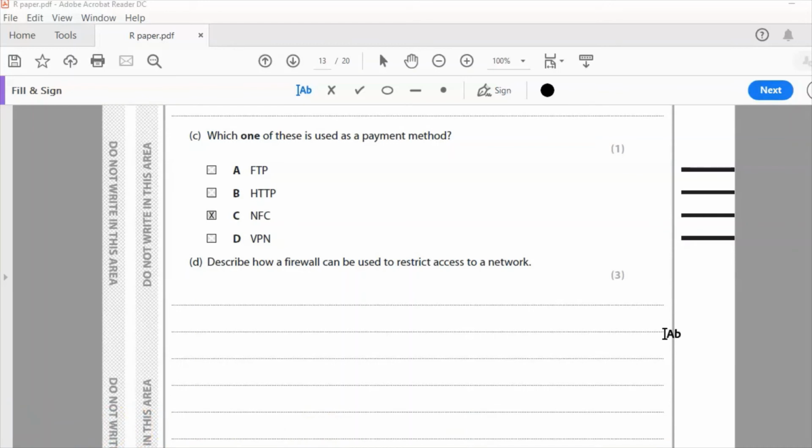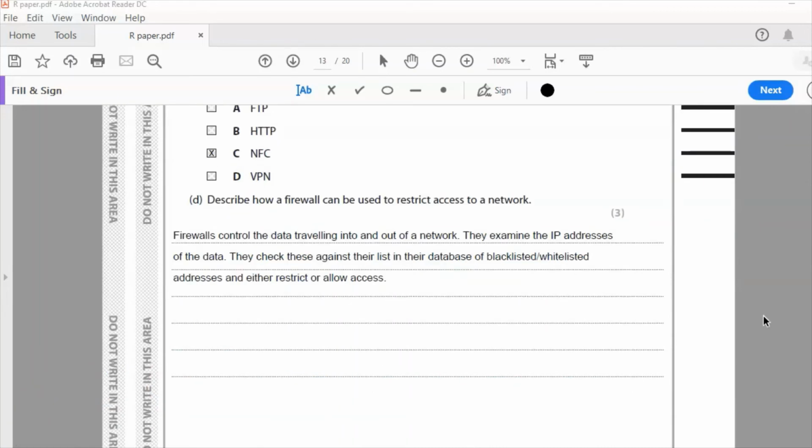D. Describe how a firewall can be used to restrict access to a network. So 3 marks. Firewalls control the data traveling into and out of a network. They examine the IP addresses of the data. They check these against their list in the database of blacklisted, whitelisted, so it's allowed or not allowed addresses, and they either restrict or allow access. And that is how firewalls work.